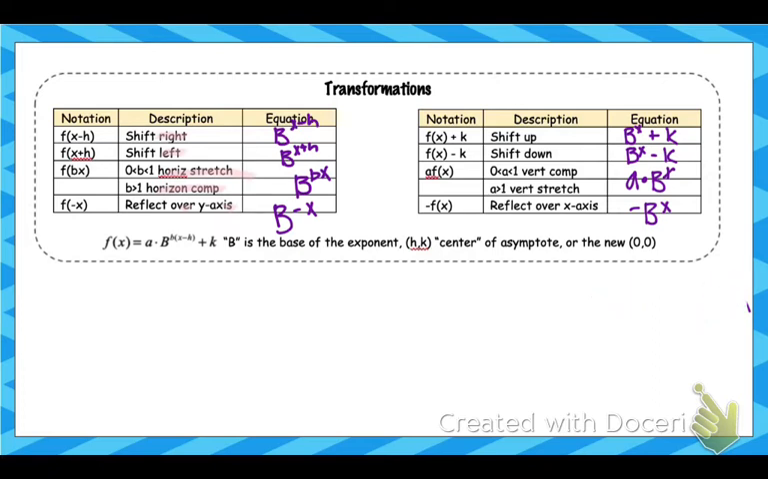Also commonly mistaken, that 3 is not a vertical stretch. If there's a vertical stretch or compression, there will be another value outside here, because that is not the same thing as 6 to the x, because that 2 does not have an exponent on it. We cannot combine those two things together.